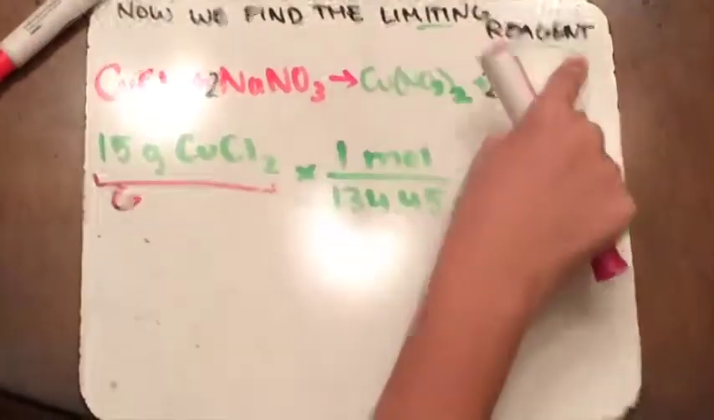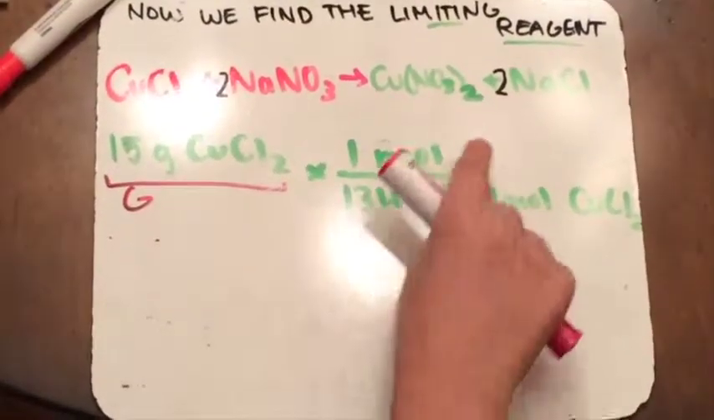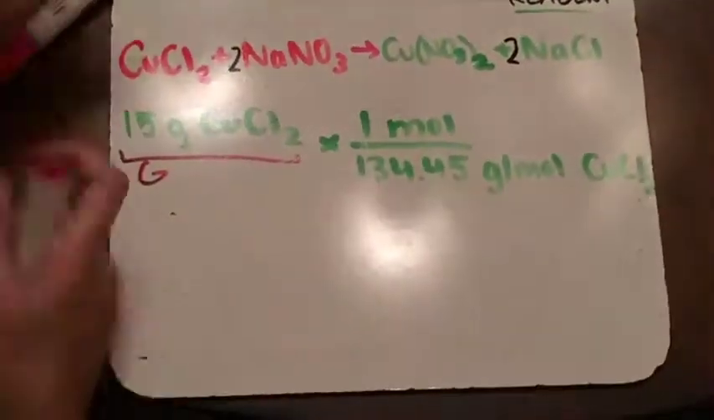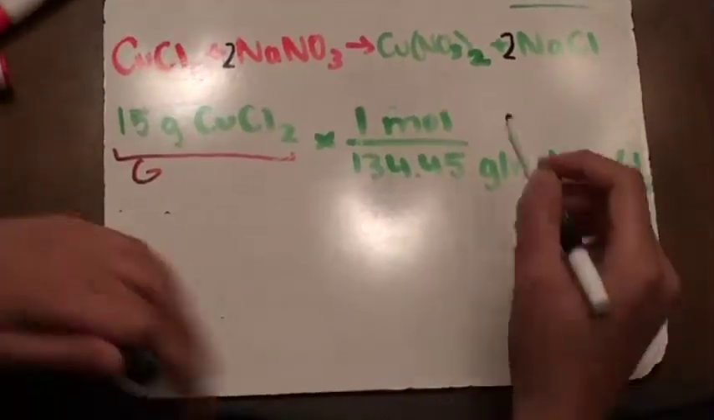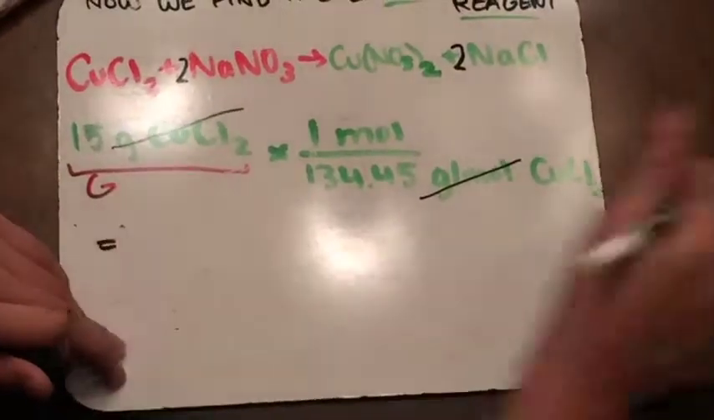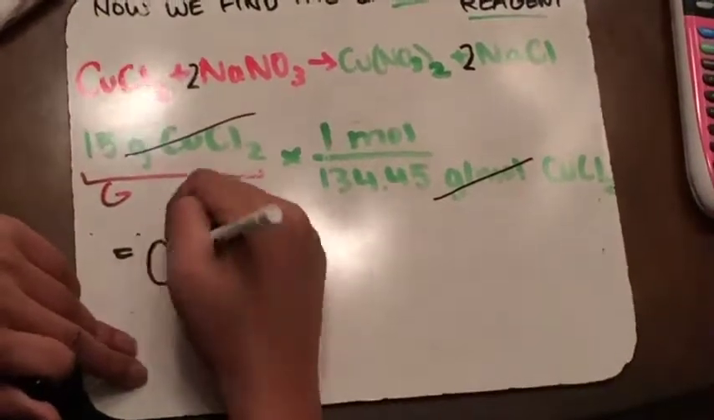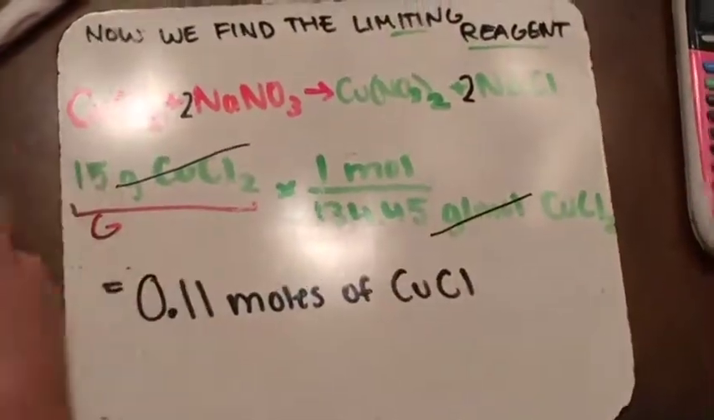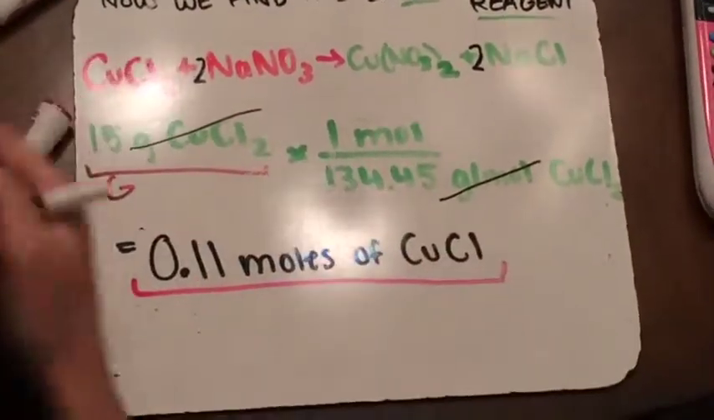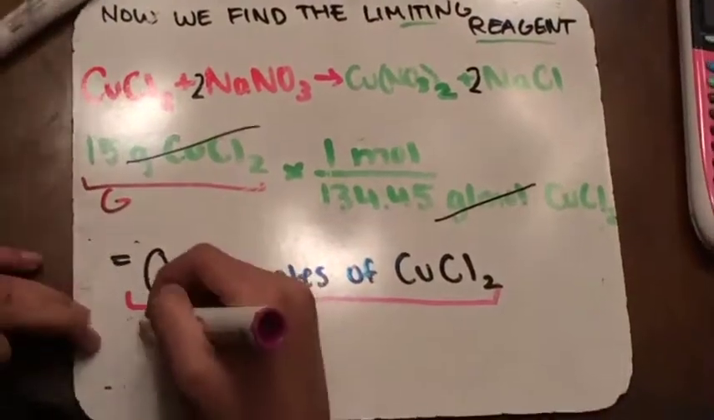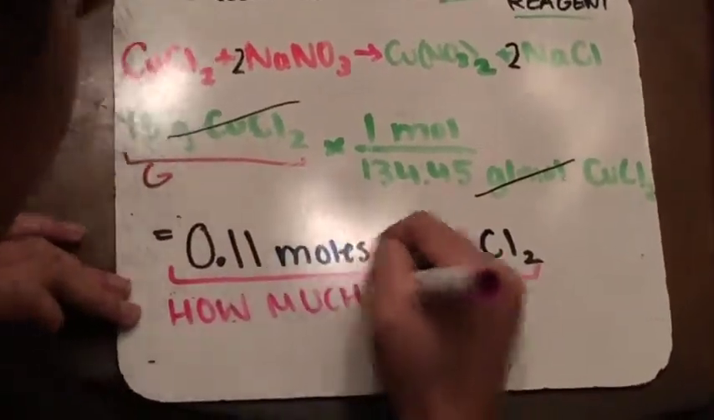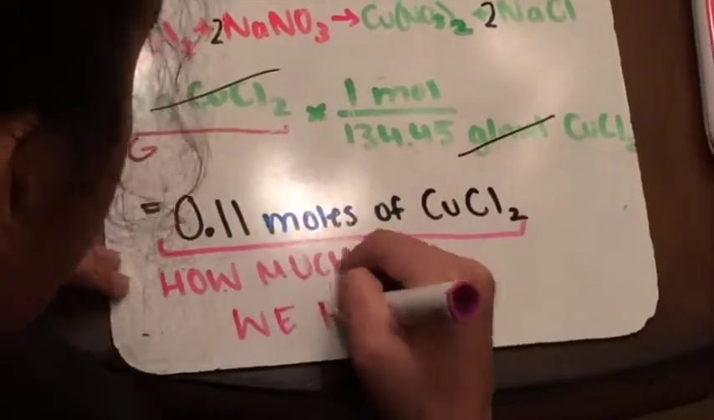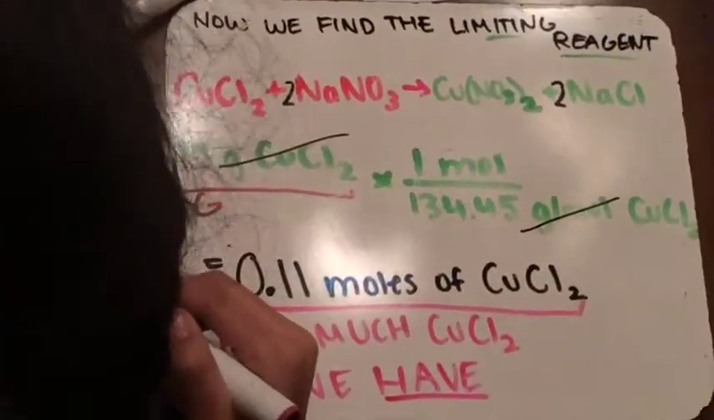So for this part, to find the limiting reagent, we basically first have to change the amount of copper chloride that we were given, 15 grams, into moles. So I'm putting grams at the bottom, and I'm using the molar mass found in the periodic table and on my sheet. And I'm putting 1 mole at the top because 1 mole has that many grams. Then I divided using my calculator and got 0.11 moles of copper chloride. And that number is actually how much copper chloride we have in storage.